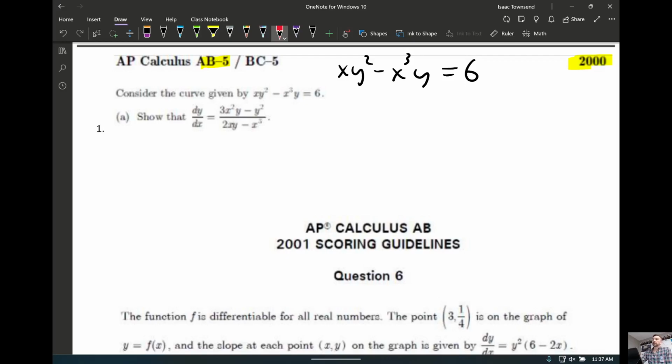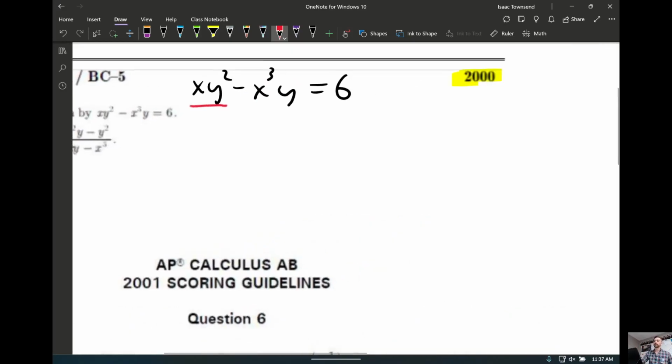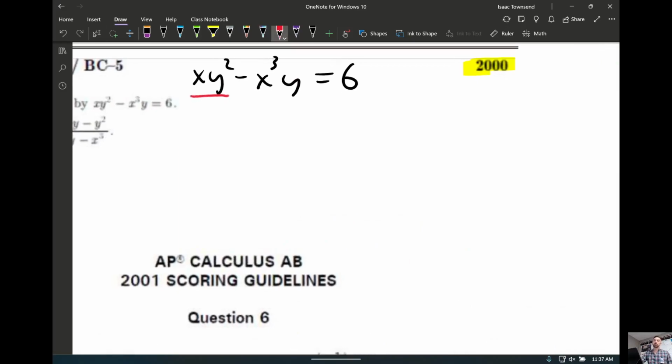All right, so to take the derivative of x times y squared, you're going to have to use product rule there. So you take the derivative of x with y squared left alone, and then plus x left alone times the derivative of y squared. And what is the derivative of y squared? 2y and the y prime. Every time you take the derivative of y, you need a y prime.